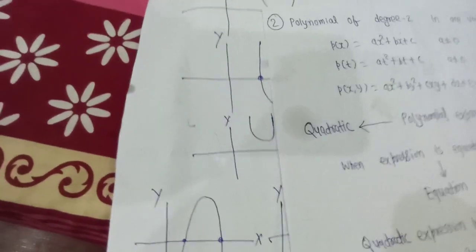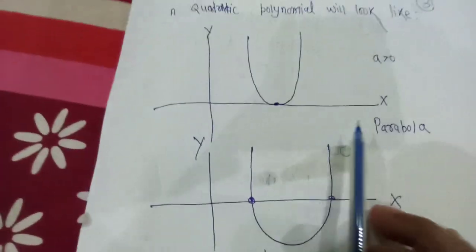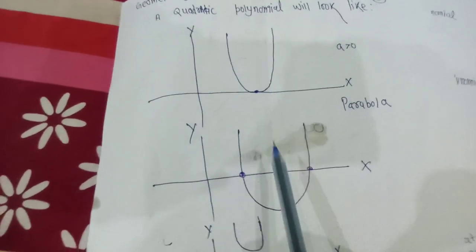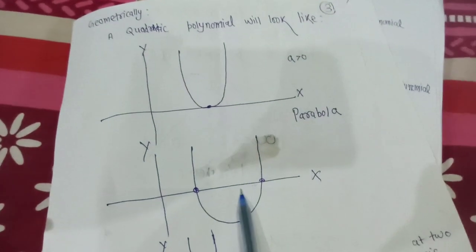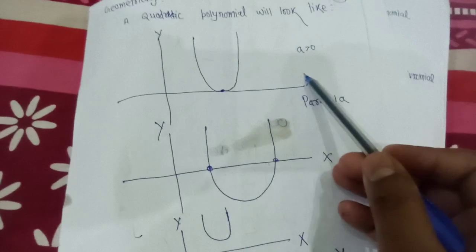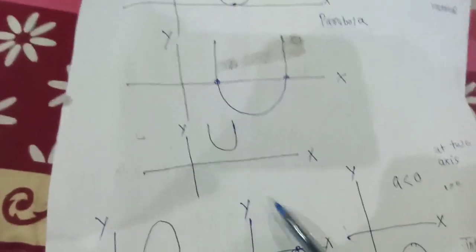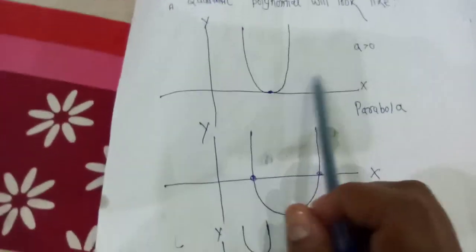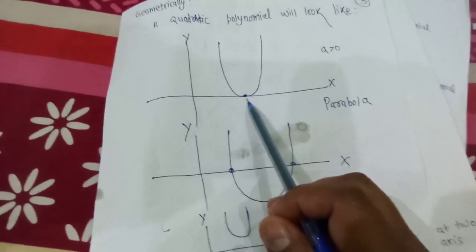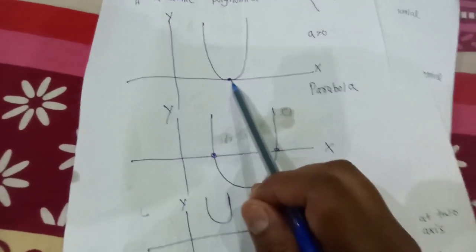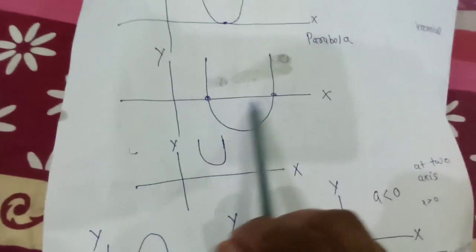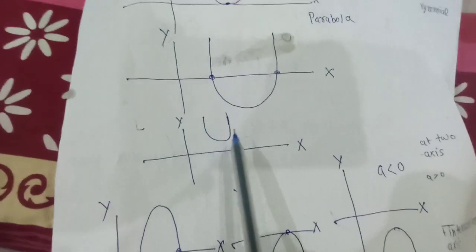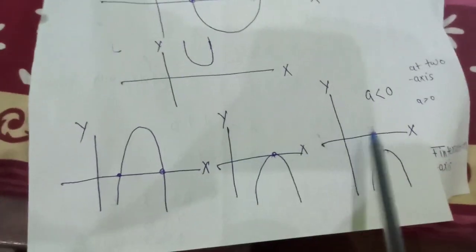And we also learned that if we draw the graph of a quadratic polynomial, it will look like this, and a parabola will come. In case of a greater than 0, a concave parabola will come, and in case of a less than 0, a convex parabola will come. And here we can see that this parabola is touching only one point on the x-axis, here it is intersecting 2 points of the x-axis, and here it is not intersecting the x-axis. Similarly, in case of a less than 0.